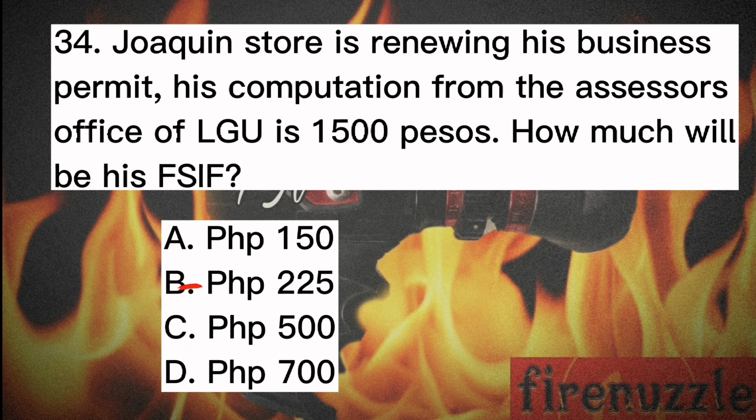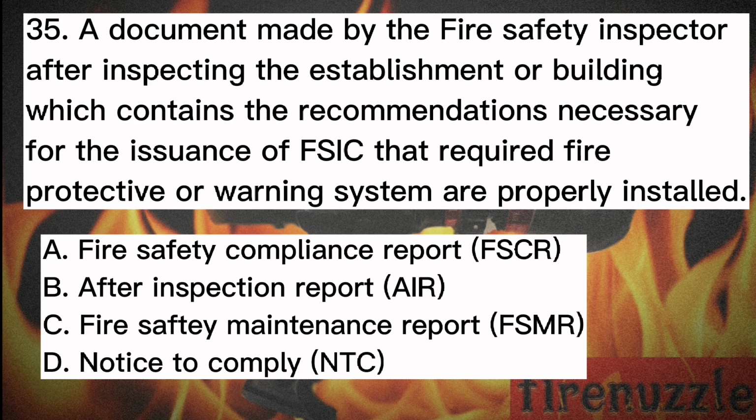Letter C. 35. A document made by the fire safety inspector after inspecting the establishment or building which contains the recommendations necessary for the issuance of FSIC that required fire protective or warning system are properly installed.